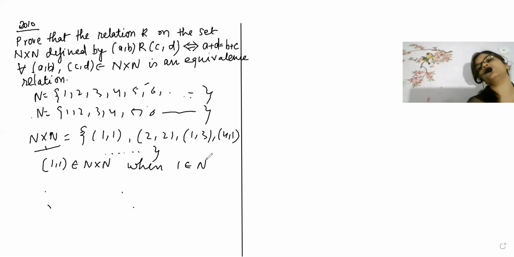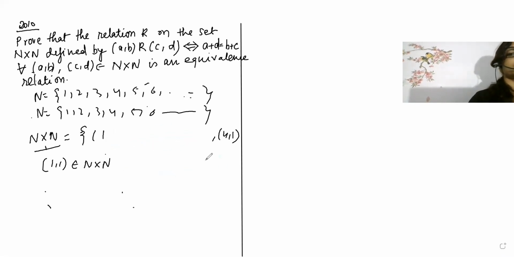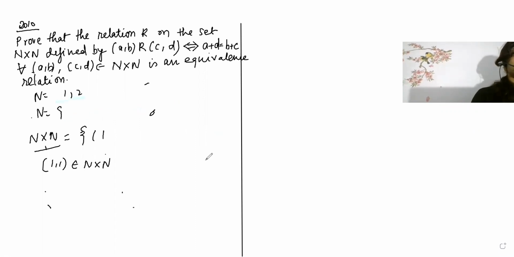Relation is not belonging to a set. Relation is coming from an ordered pair here. So that's why the ordered pair is important here. So I hope you have understood this part.